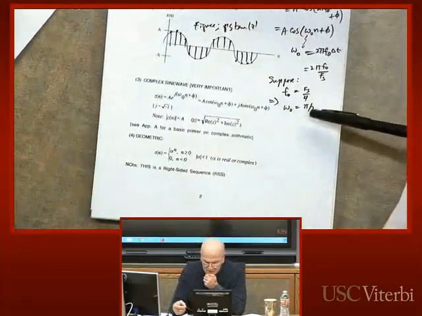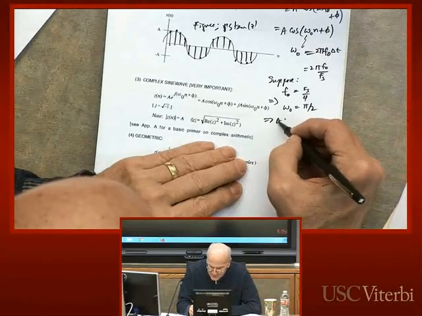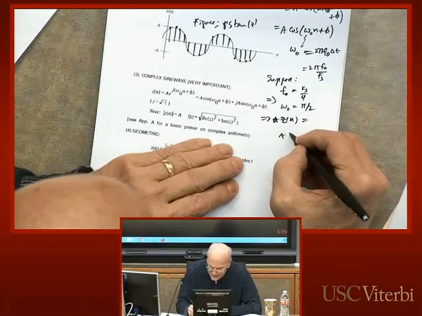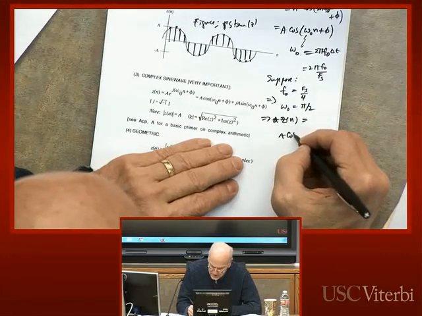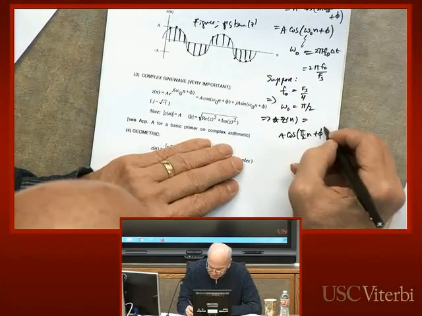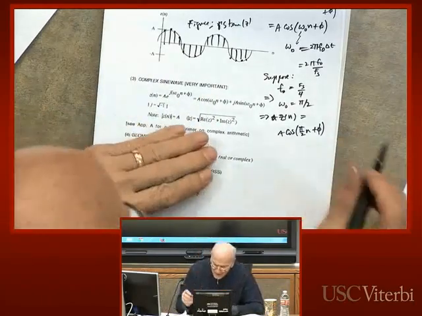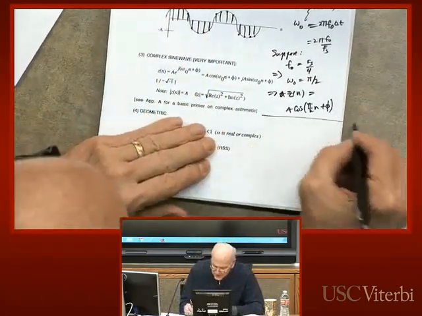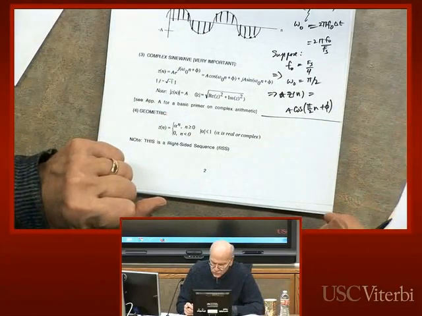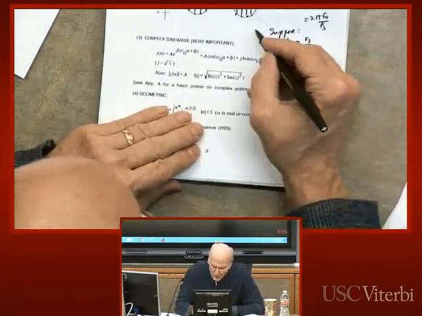So let's say omega naught is pi over 2, so that implies that z of n is equal to A cosine of pi over 2 times n plus phi. Okay, no problem, and you get well-defined values. So that's fs over 4. So that's example 1.